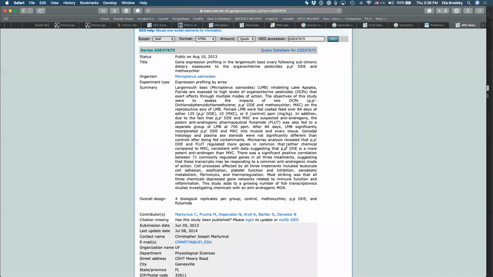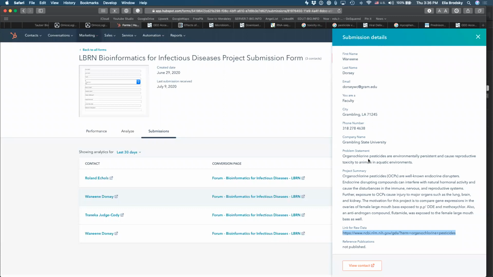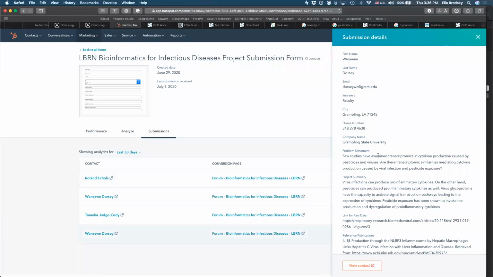I don't know. Well, no, it's an interesting data set. First of all, let's look at your description here. This was your original submission, right? You were looking at transcriptomics and cytokine production caused by pesticides and viruses. So when we were talking about this problem, we were looking at pro-inflammatory cytokines, or in general, deregulation of inflammatory pathways, right?